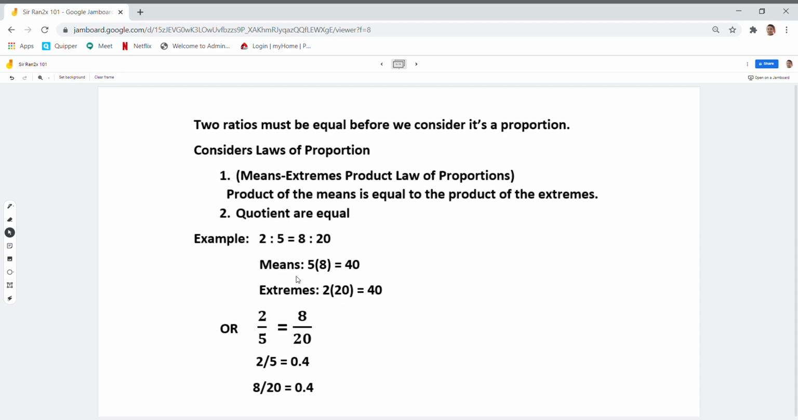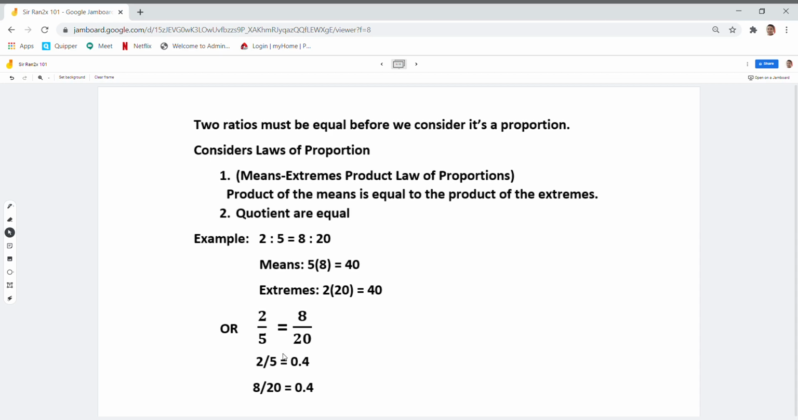So you see the product of the means and the extremes here are equal, and then you conclude that the given, 2 is to 5 as 8 is to 20, is a proportion because the ratios are equal. Or you may check it using the second way, the quotient. The quotients must be equal. Okay, they must be equal.